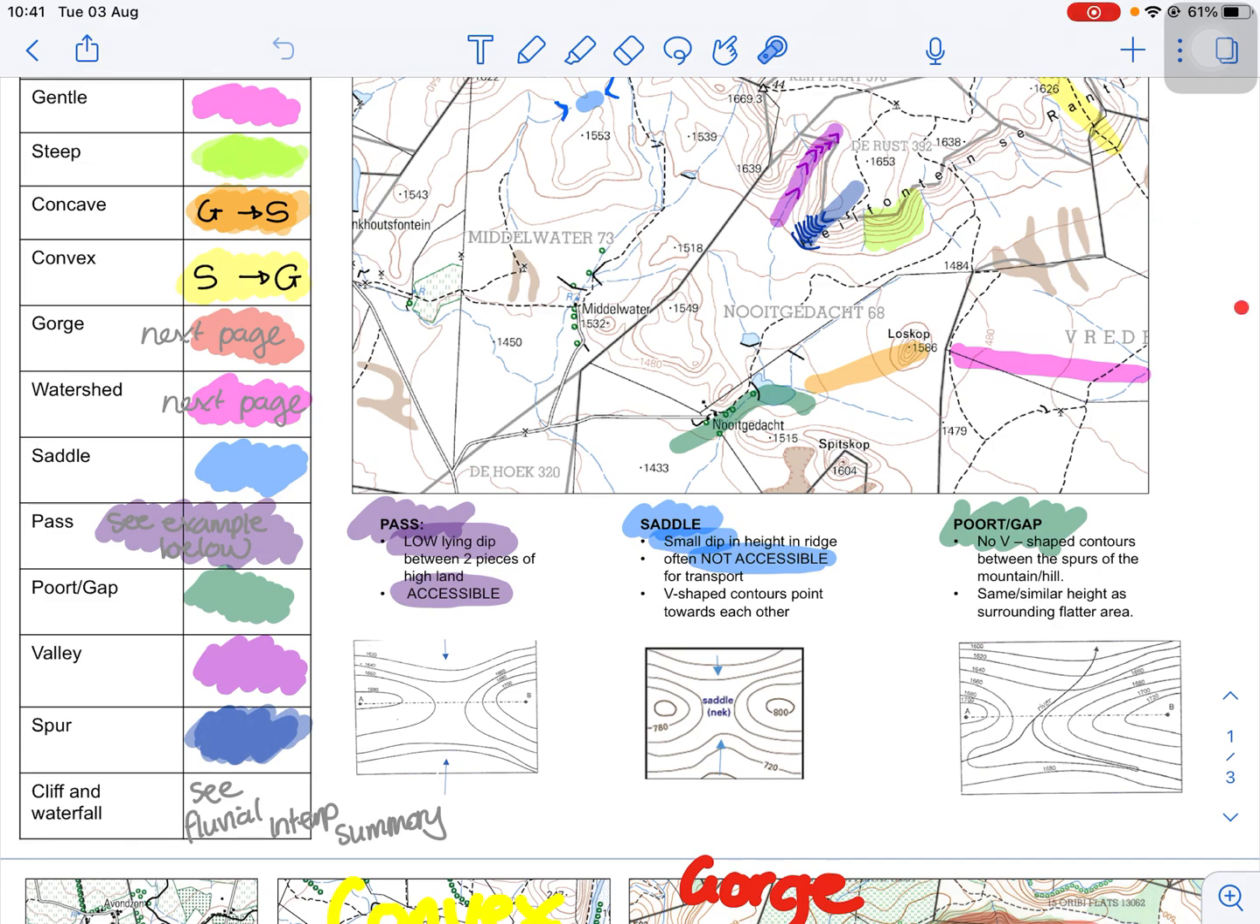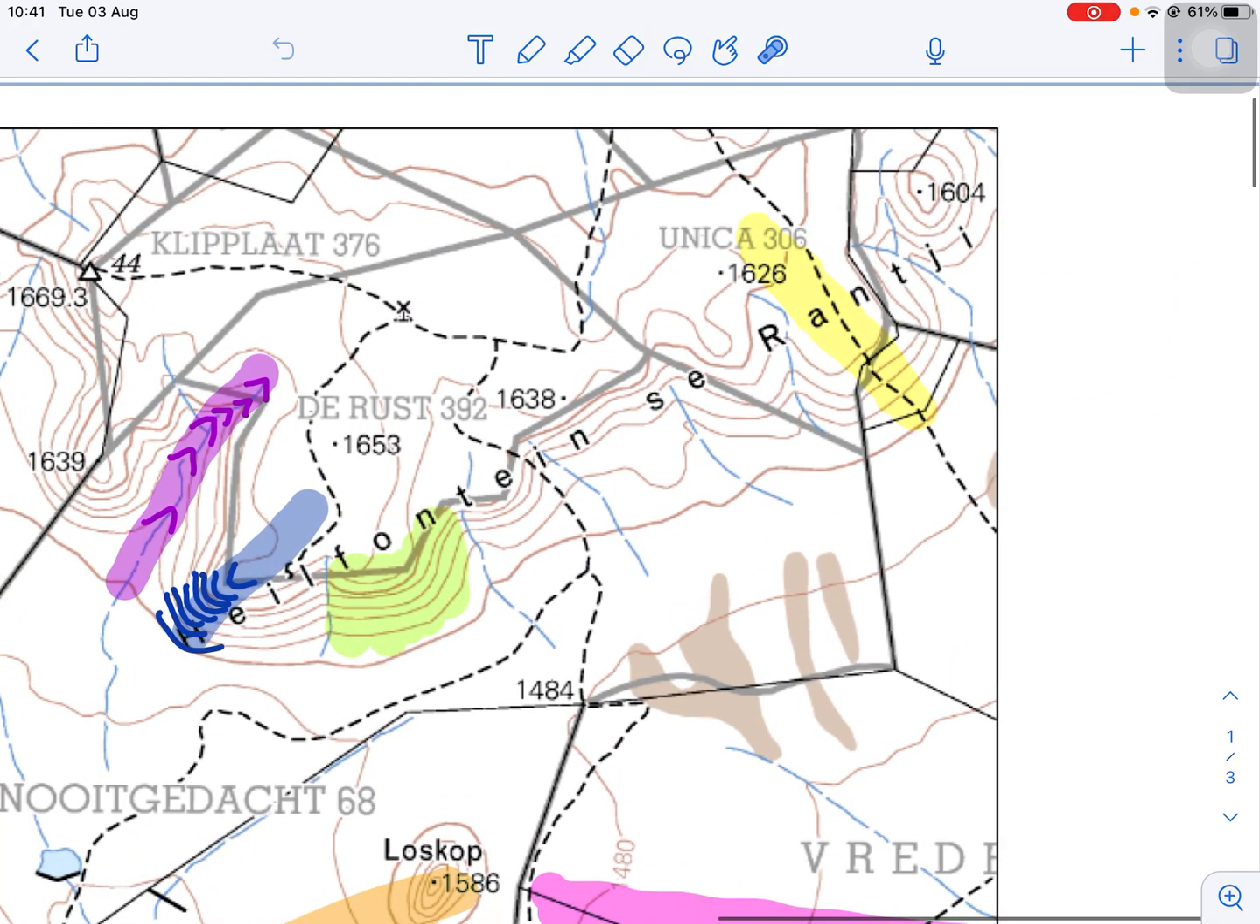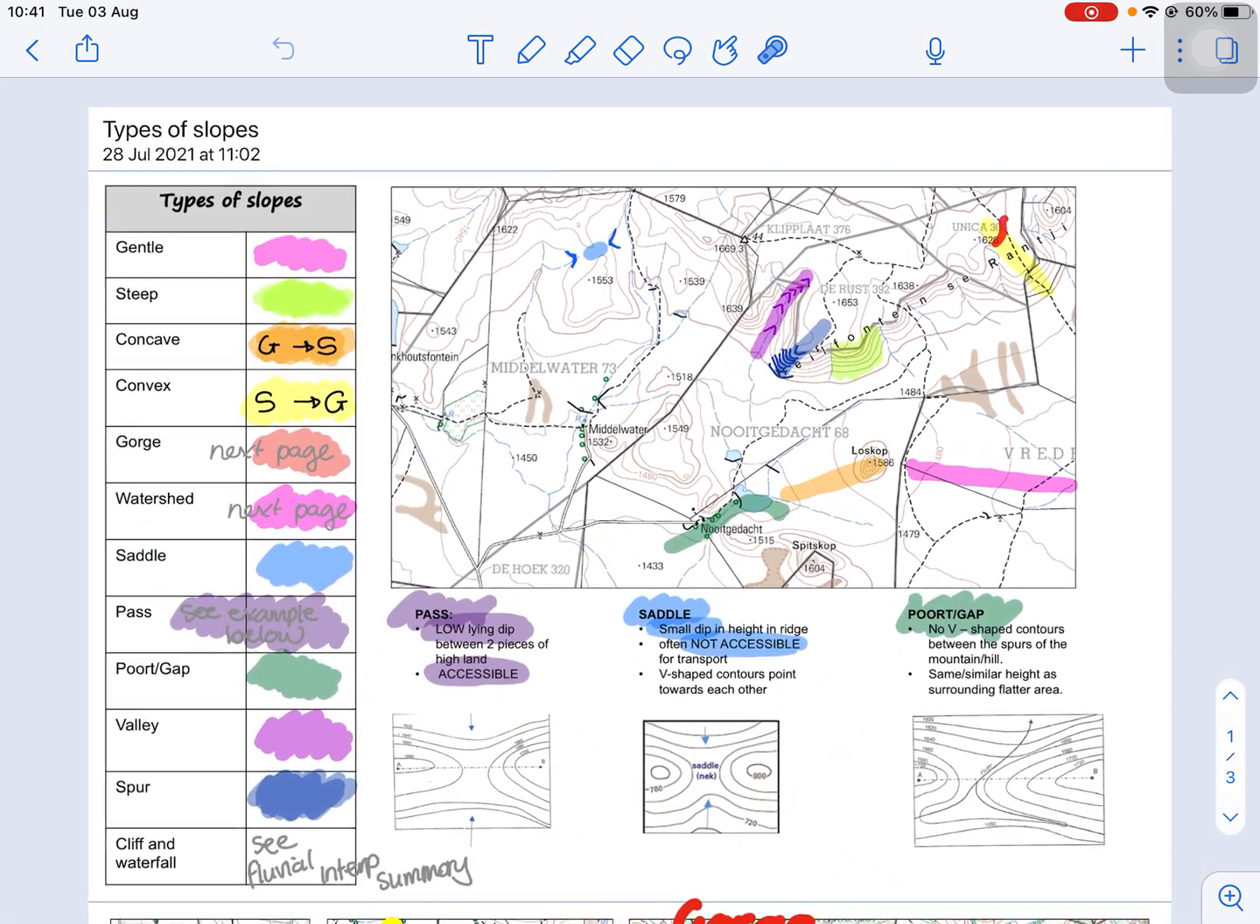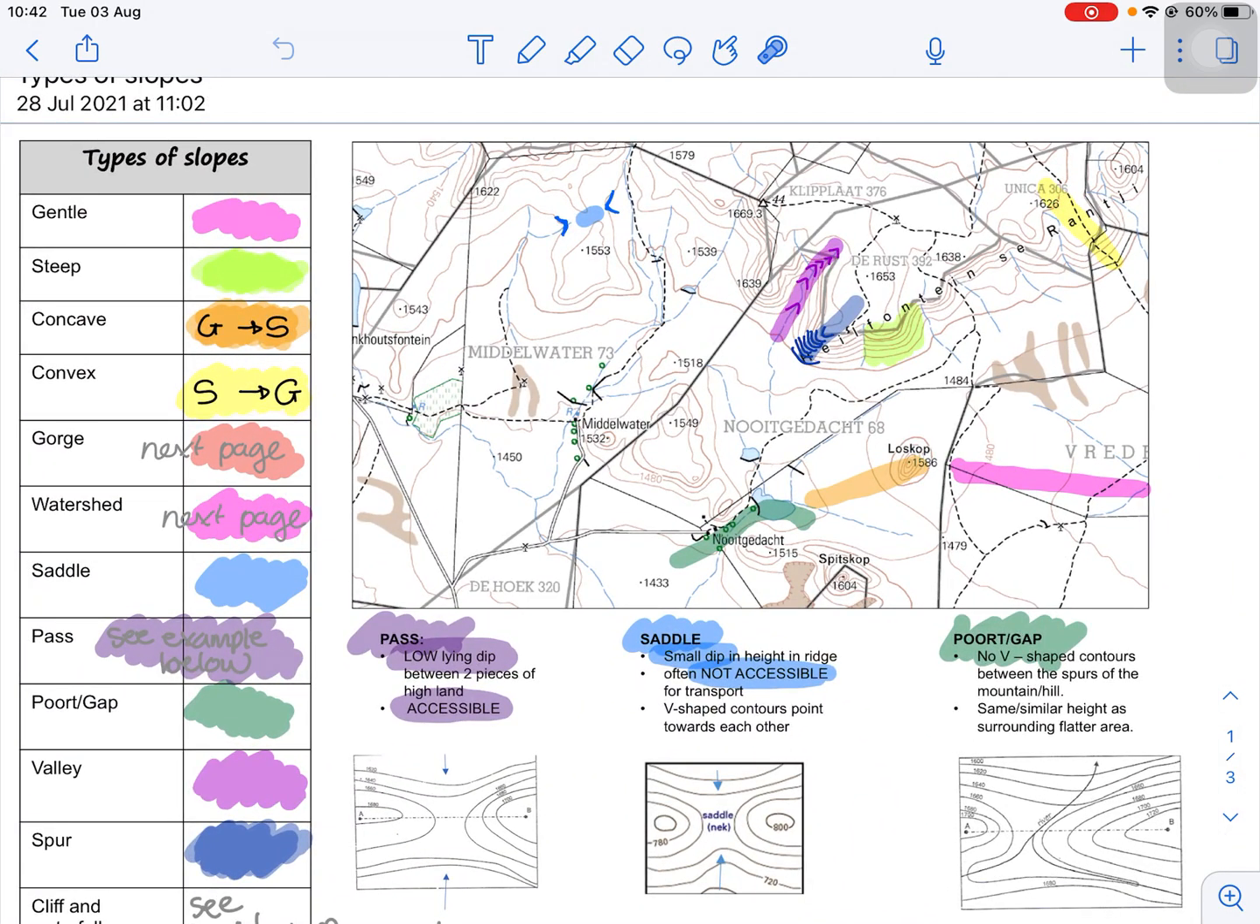If we look at the opposite, which is convex, which is more like a heel shape, it starts off actually steeper at the bottom and then becomes more gentle as it works towards the top. So that example here is where at the base here, the contours were kind of close together, showing more of a steeper slope. And then as they get to the top here, closer towards the watershed line, you're going to have further apart contours showing more of a gentle slope towards the top, and that makes more of a convex shape. Then a gorge and watershed is shown on the next page.